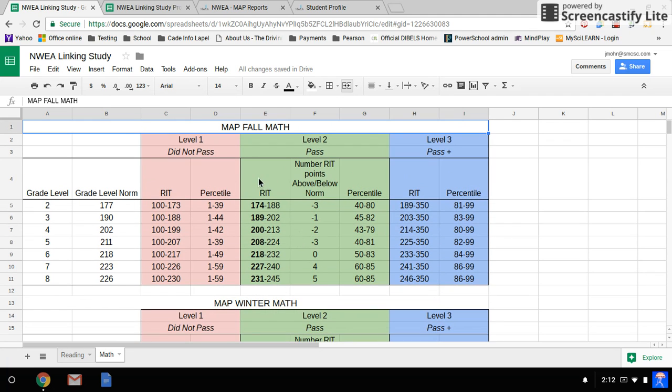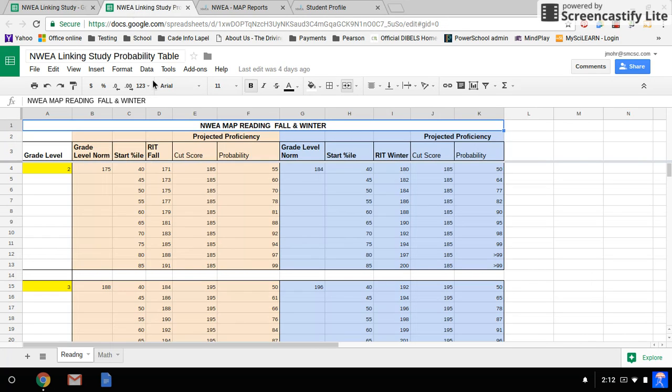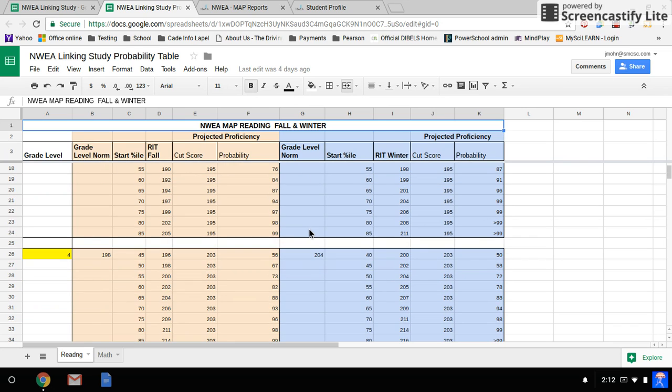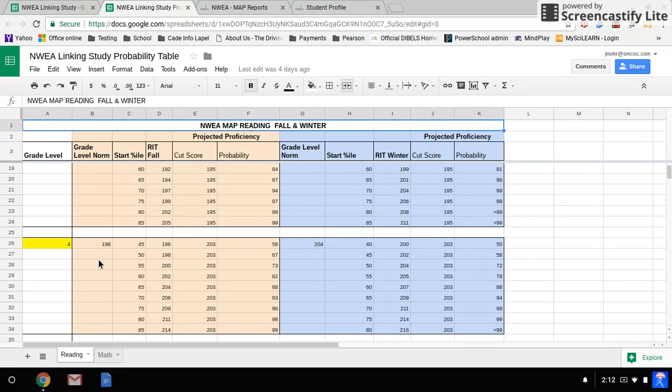Once you figure out the minimum score that they need to have, the second document that's very important is this projected proficiency document. We were looking at 4th grade. So if we look here, again, the grade level norm was 198. In the fall, if a student starts with a 196 RIT score, we can go over here and see that the probability that they are going to pass is 56%.